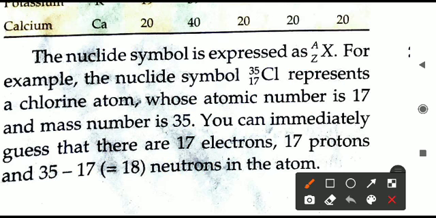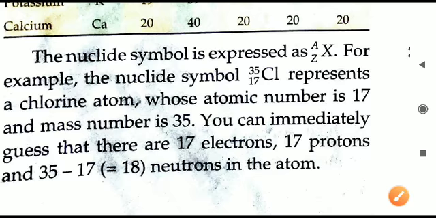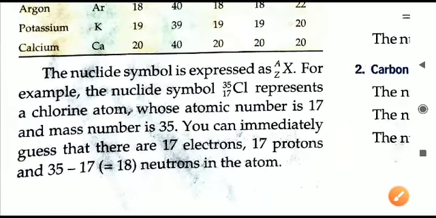So for example, if you have to write the nuclide symbol of chlorine, first we will write the symbol, that is Cl, and then on the left side upside, that is the superscript, we will write the mass number. Mass number of chlorine is 35. Then we will write the subscript, that is 17. This is the atomic number of chlorine. So like this we have to write the nuclide symbol.